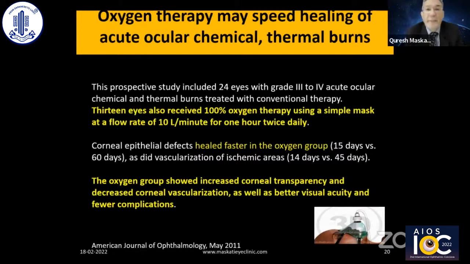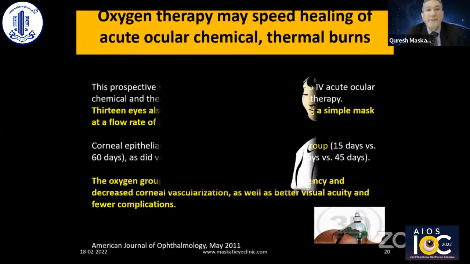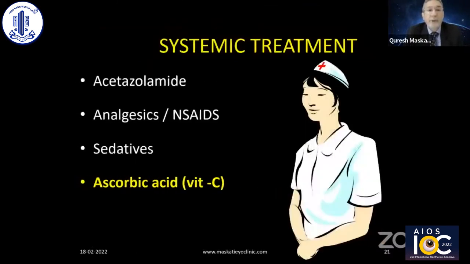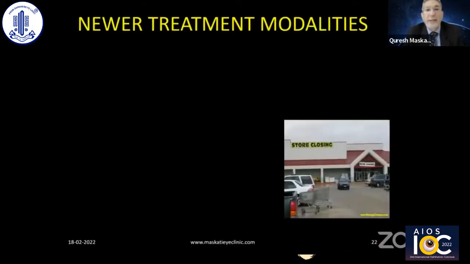They found that the epithelial defects healed much faster in the oxygen group, within 15 days versus 60 days. And the vascularization of ischemic areas occurred within 14 days versus 45 days. So the corneas remain transparent, the neovascularization goes down, there is better visual acuity and fewer complications. I have started using this in a few patients with really dramatic results. Of course, the usual systemic treatment and ascorbic acid systemically also help.